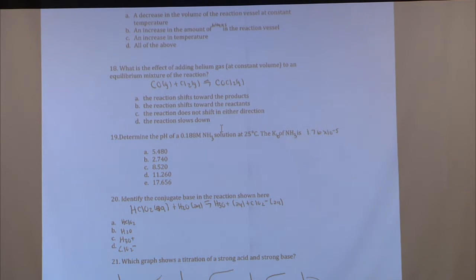Number 19 says, determine the pH of a 0.188 molar NH3 solution at 25 degrees Celsius, and the Kb of ammonia is 1.76 times 10 to the negative 5. So this is an ICE table question. The minute you see pH and they give you a Kb, just think ICE table. And this would be probably one of the math problems they would ask you.